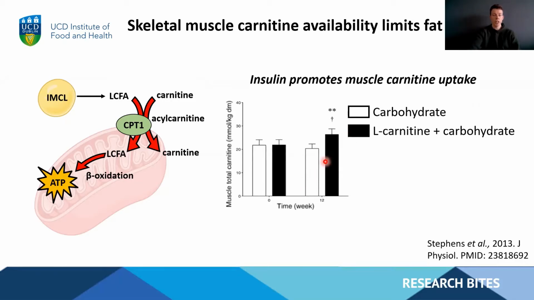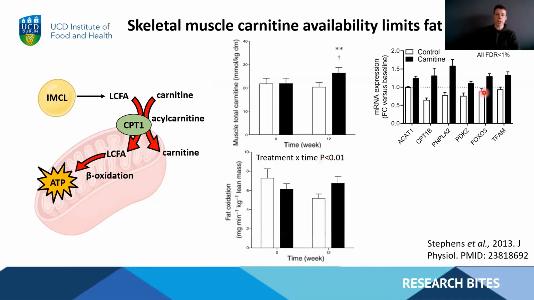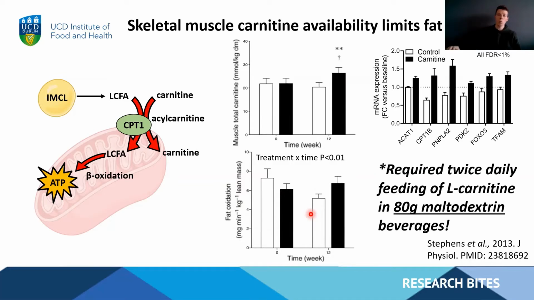And they went on to show that this was associated with an increased expression of genes involved in lipid oxidation and mitochondrial turnover, as well as an increase in whole body fat oxidation during exercise relative to a control group. Now, the problem with this study, and you can kind of see it in this figure here, is that the control group here was actually just consuming carbohydrate beverage every day for 6 months. And the amount of carbohydrate required was very high. You can imagine feeding 2 daily beverages of 80 grams of maltodextrin.